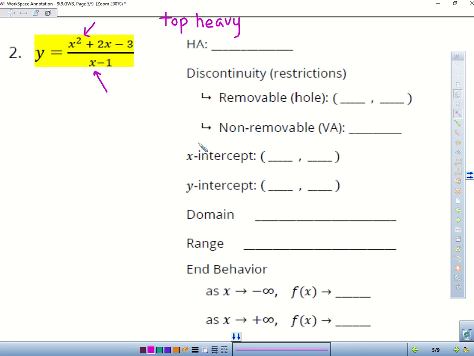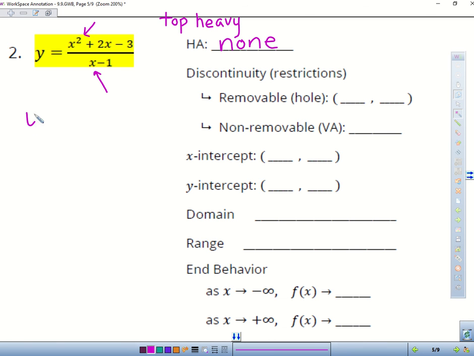Wait, what was the end behavior for number 1? It was 1 and 1 for both of them. Okay. What does the notes say if you're top heavy, what your horizontal asymptote is? None. Very good. We don't have one if it's top heavy, so that's cool. One less thing to worry about.